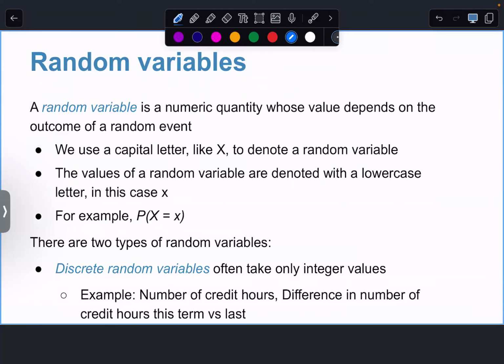Now, random variables depend on the outcome of an event. Usually we use a capital letter, and usually we use X to denote a random variable. Okay? And the values that we can get from a random variable, we usually denote with its lowercase, so a lowercase x in this case. And so what we're going to be talking about is the probability that this random variable X equals some specific outcome, lowercase x.